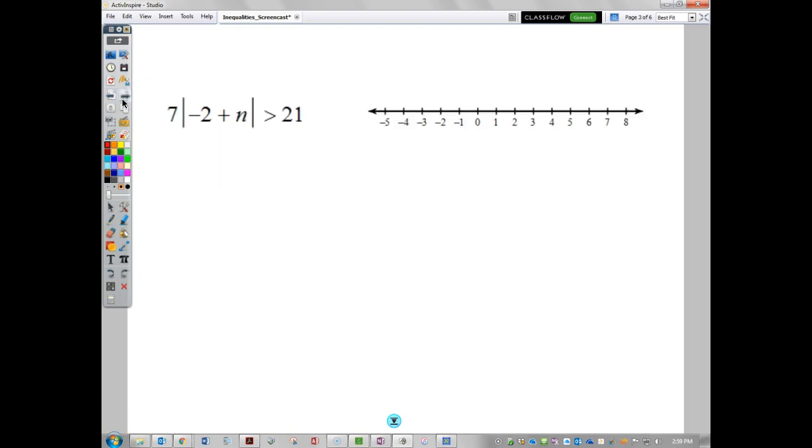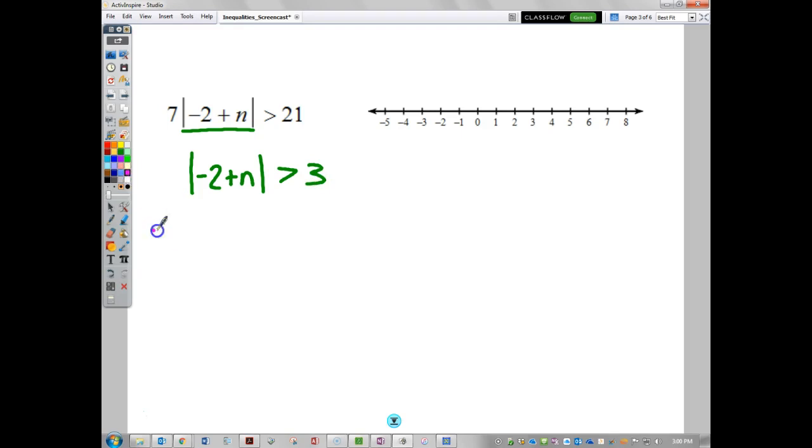Okay, let's do the next one. This is an example of an absolute value inequality. So you're going to have to write 2 inequalities for this one. Before you begin absolute value inequalities, you must isolate the absolute value expression. Since it's being multiplied by 7, I'm going to divide 7 away, and 21 divided by 7 is 3. Now it's isolated. So you're going to write 2 inequalities from here.